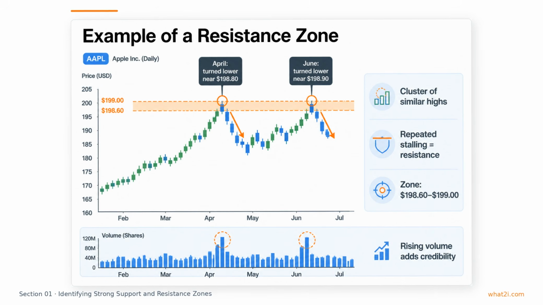That gives price room to test the area without forcing precision that the market does not really show. If volume increases as price reaches that zone, the case for resistance becomes stronger. Repeated stalling at similar highs is often one of the clearest signs that sellers are defending a level.